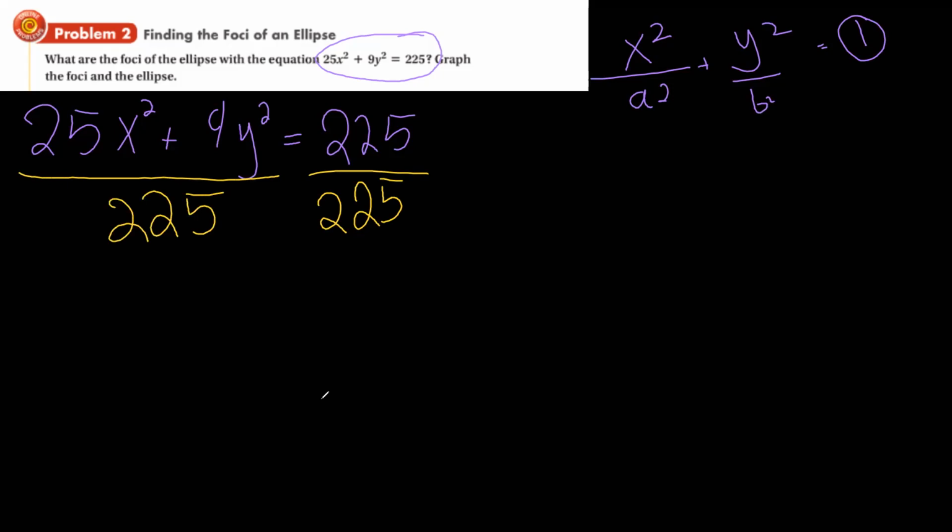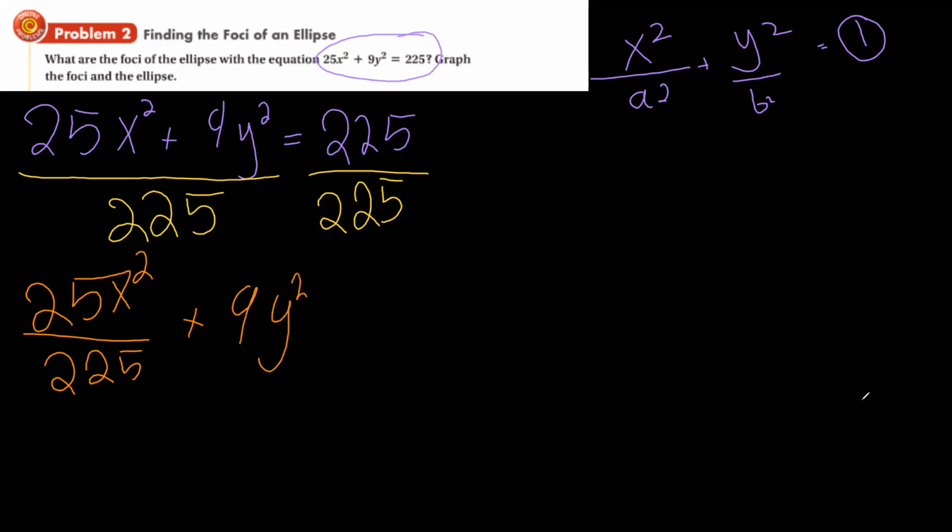Then, as you know, in the distributive property, I can now divide the 25x squared over 225, and also I can divide 9y squared by 225, which equals 1 because they cancel each other. Then, after that, let's simplify the first term here.